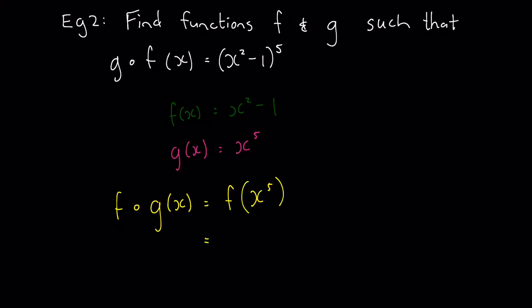All right, so effectively that means we're going to now say x to the 5 in a bracket raised to the power of 2, minus 1. Simplifying that gives us x to the 10 minus 1. So you can see it's completely different if the order of f and g, or the outside and the inside functions, are different.